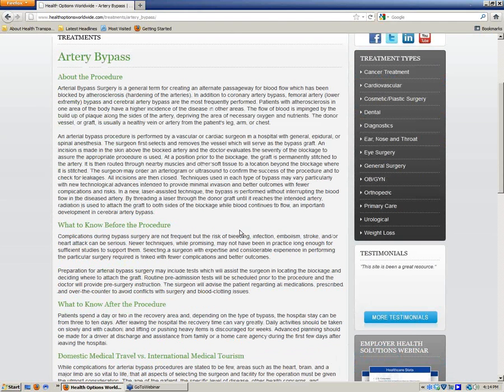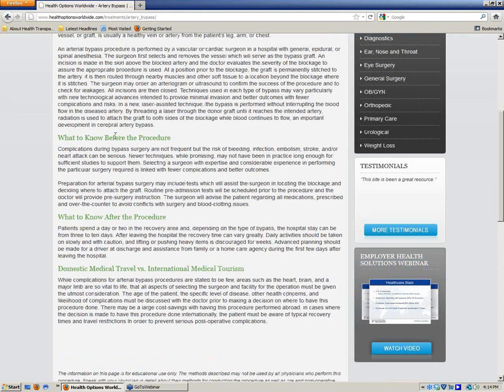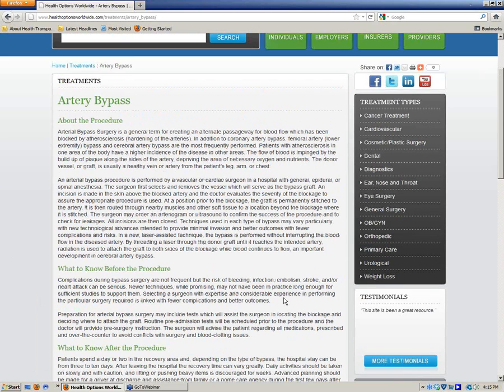As I mentioned, there's over 100 surgical procedures we have listed online, and they all have information on the procedure, what to know before the procedure and after. And if you're traveling for healthcare, what does that mean? Are you traveling overseas for it? What does that mean for your recovery? What does that mean for your family? So we put some information on there as well.